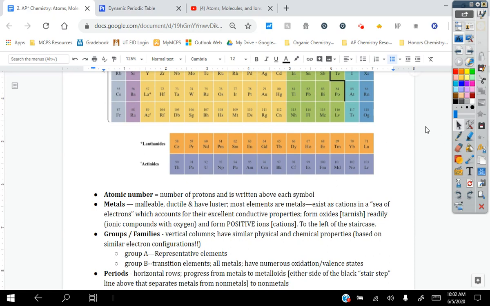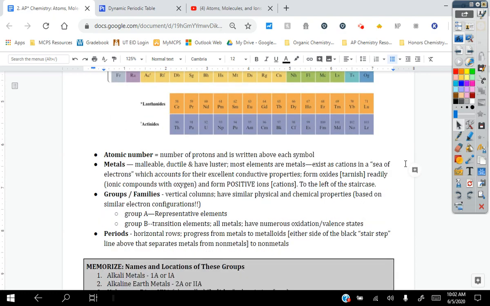When we're talking groups or families, those are your columns going up and down. Those are things that have similar physical and chemical properties. And usually that's because of their electron configurations. We'll talk about electron configurations in a different lesson, but we will talk about valence electrons briefly here along with charges. When we're looking at periods on the periodic table, those are your horizontal rows.